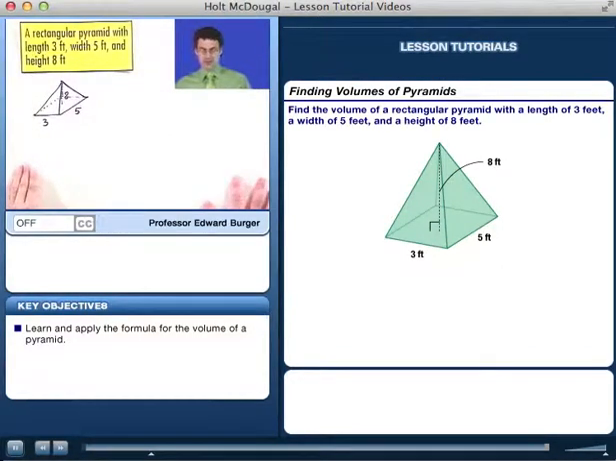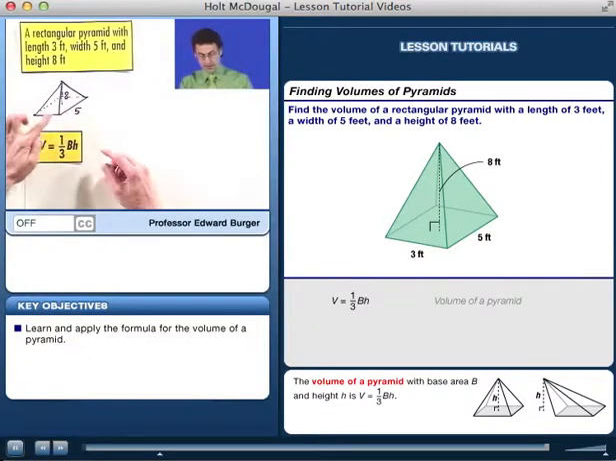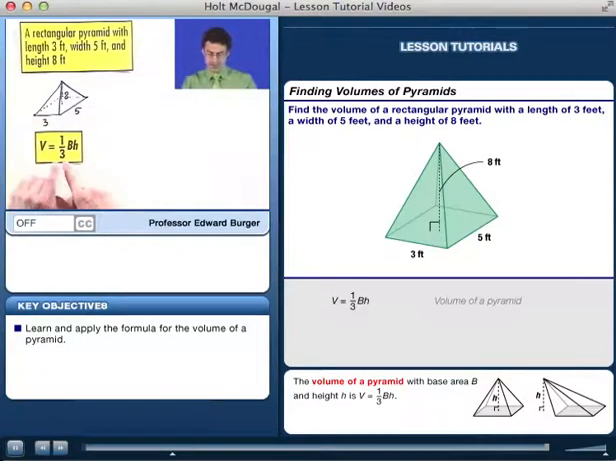Now, how do you actually compute the volume of any kind of pyramid of this sort? Well, the formula is really straightforward. We just take the area of the base, which I'm going to call B, and multiply by the height. That would actually give us the volume of the rectangular prism, but since we want the pyramid, we multiply by 1/3. So it's just 1/3 the area of the base times the height.